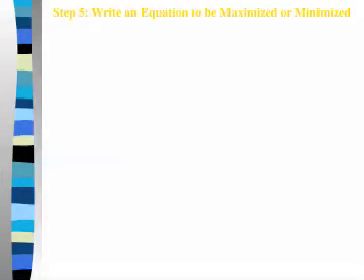Once we know our ordered pairs, then we need to write an equation to be maximized or minimized. Remember that the profit for planting cotton was $25 per acre, and the profit for soybeans was $18 per acre. So the total profit would be adding those together. This is what we're going to try to maximize.